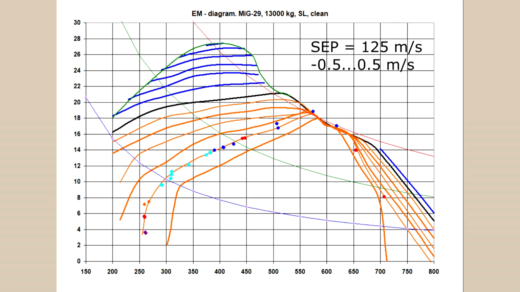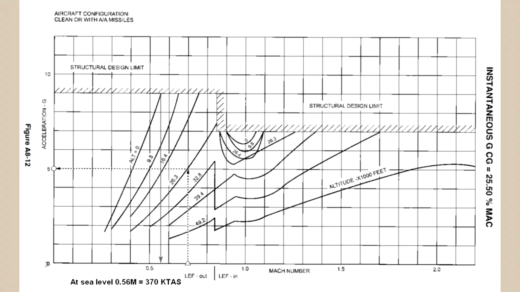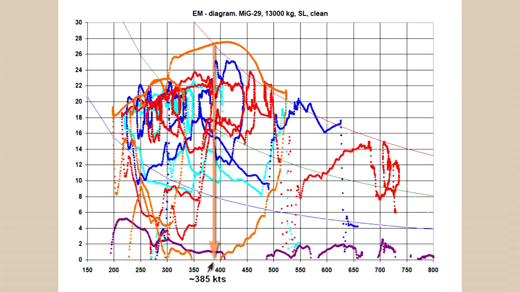This diagram can also be used to compare available load factors in non-steady turns. For example, the German Air Force Flight Manual lists the minimum speed for the maximum allowable 9G as 370 knots. In my test, it came out at 385 knots. Very close. Let's also look at the characteristic speeds, turn radii, and rates of turn.